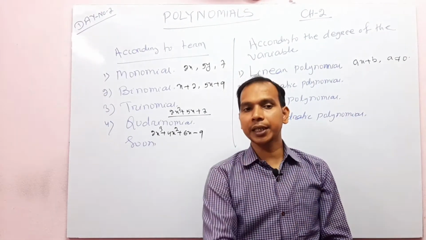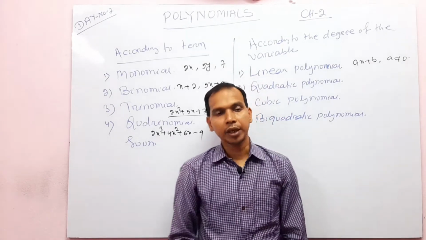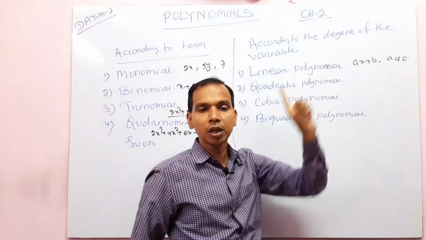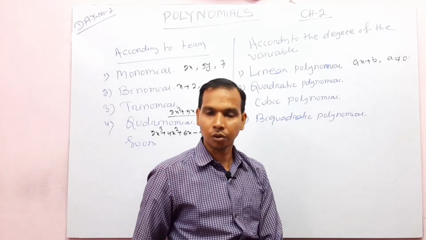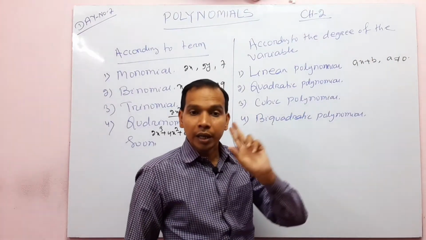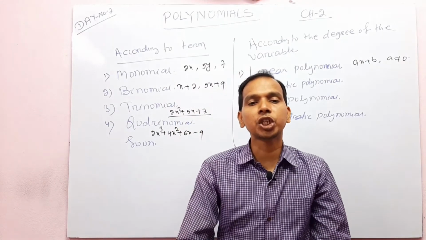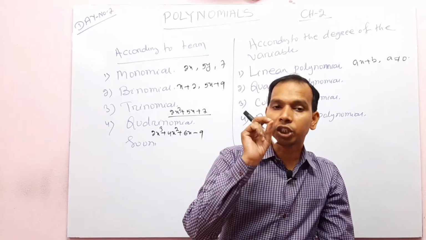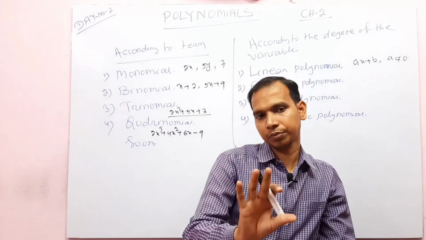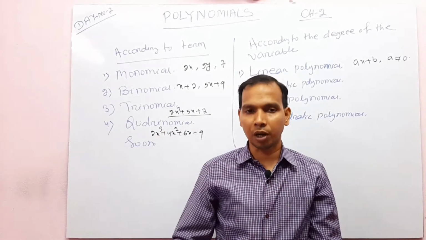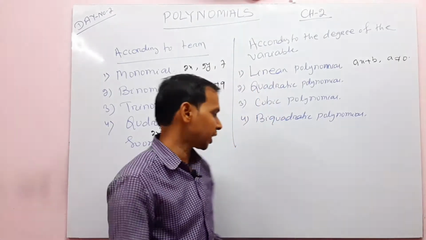If we factorize a linear polynomial, we get only one factor. It also has only one zero. In the next class, you will learn about the zero of the polynomial. The value of the variable for which the value of the polynomial is equal to 0 is known as the zero of the polynomial.